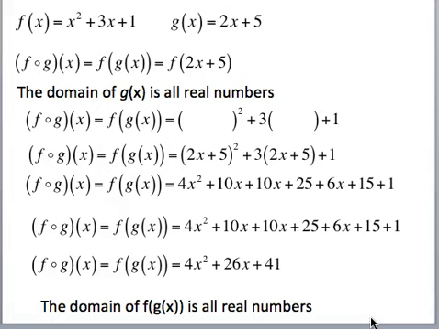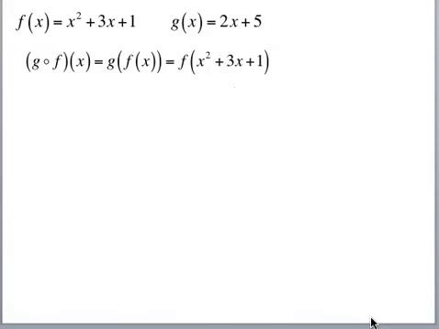Now I want to reverse the process. Instead of f circle g, let's go to g circle f. So this time we're going to make f the inside function and g the outside function. So we're going to drop x squared plus 3x plus 1 into g, and I have a small typo there that I'll correct. So x squared plus 3x plus 1 is dropped into the function g. What does g do? 2 times the number plus 5.